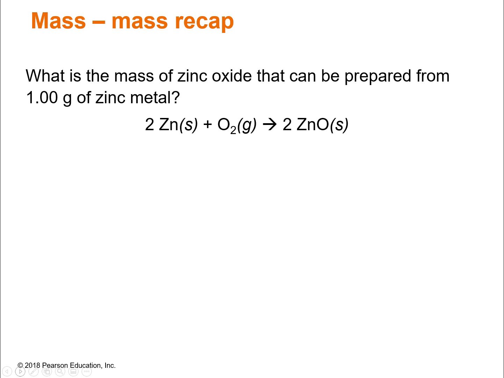This first question, what is the mass of zinc oxide that can be prepared from 1 gram of zinc metal? We talked about identifying the problem type before you start solving anything. We're given a mass of 1 gram of zinc. We're asked about a mass of zinc oxide. That makes this a mass-to-mass problem.